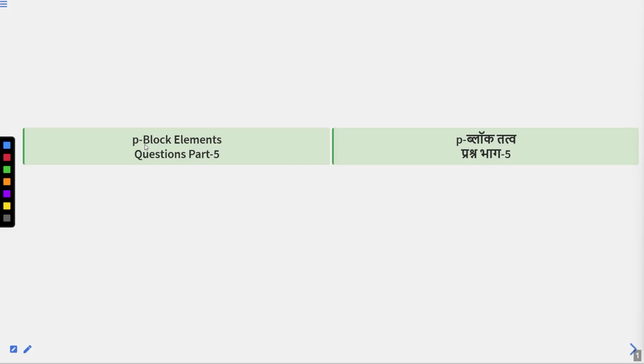Hello everyone. Today we are going to see some practice questions from the chapter P block elements. This is part 5. Let's start.